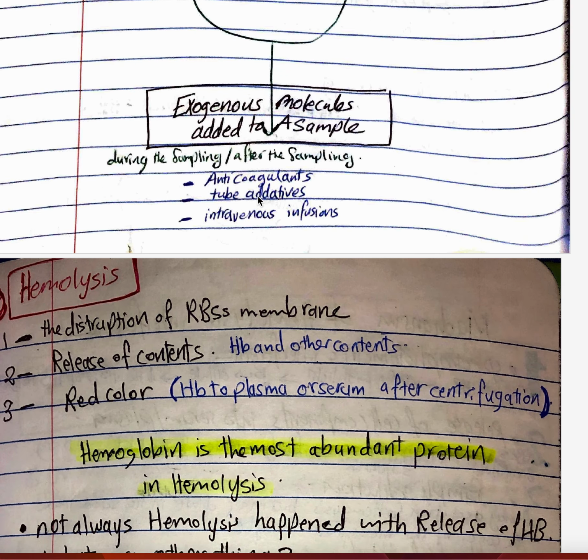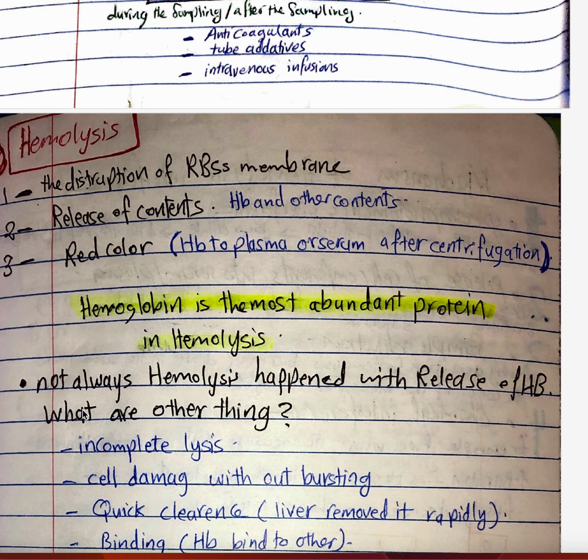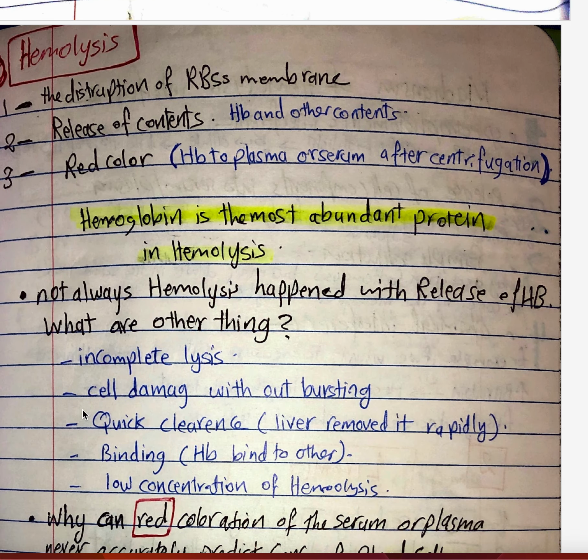But actually, the first interfering factor is hemolysis. Hemolysis is the disruption of the RBC's membrane, breaking down this membrane, okay? Release of the contents, which are composed of hemoglobin, ferric iron, everything that will be released. Why is the blood red? Because when the hemoglobin goes to the bloodstream or serum, after centrifugation, that leads to the red color.